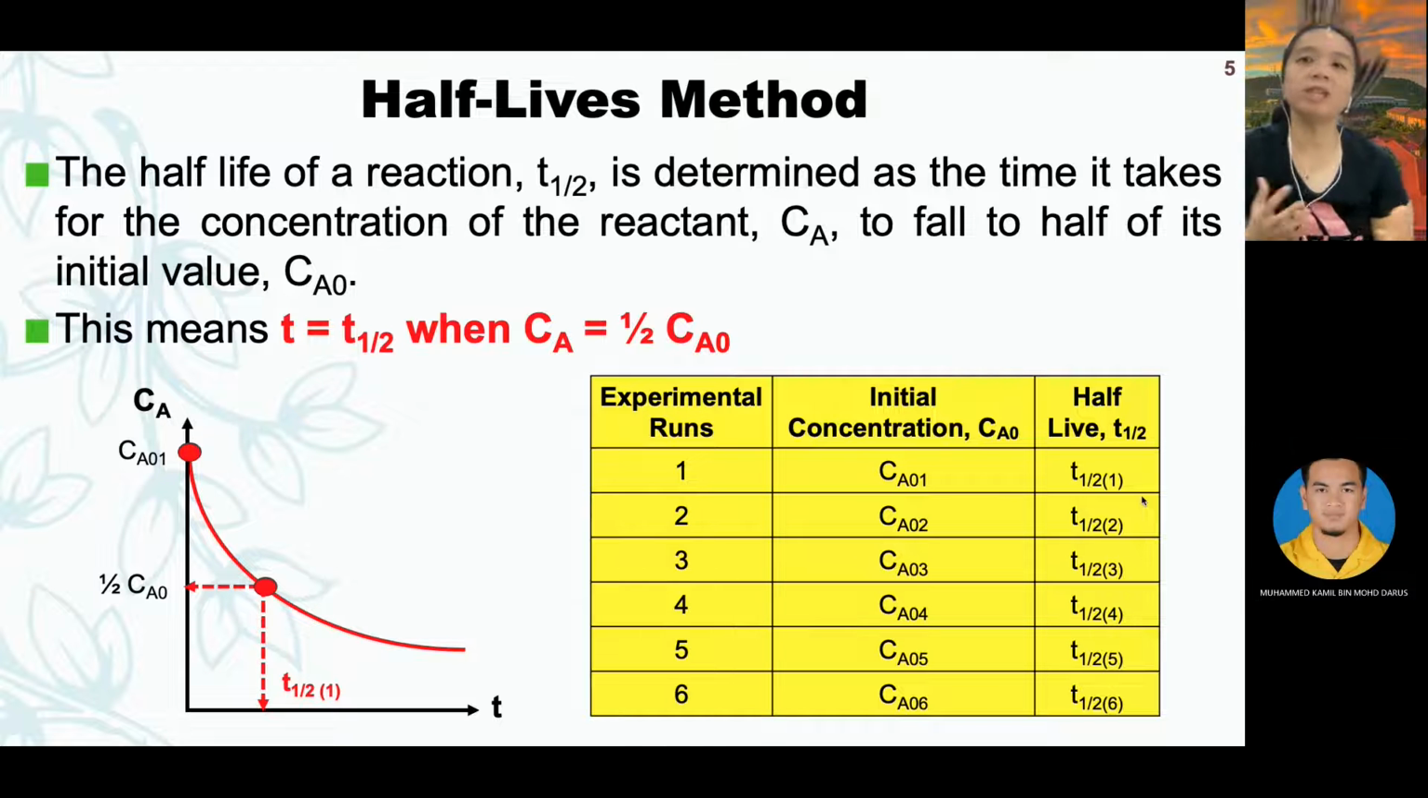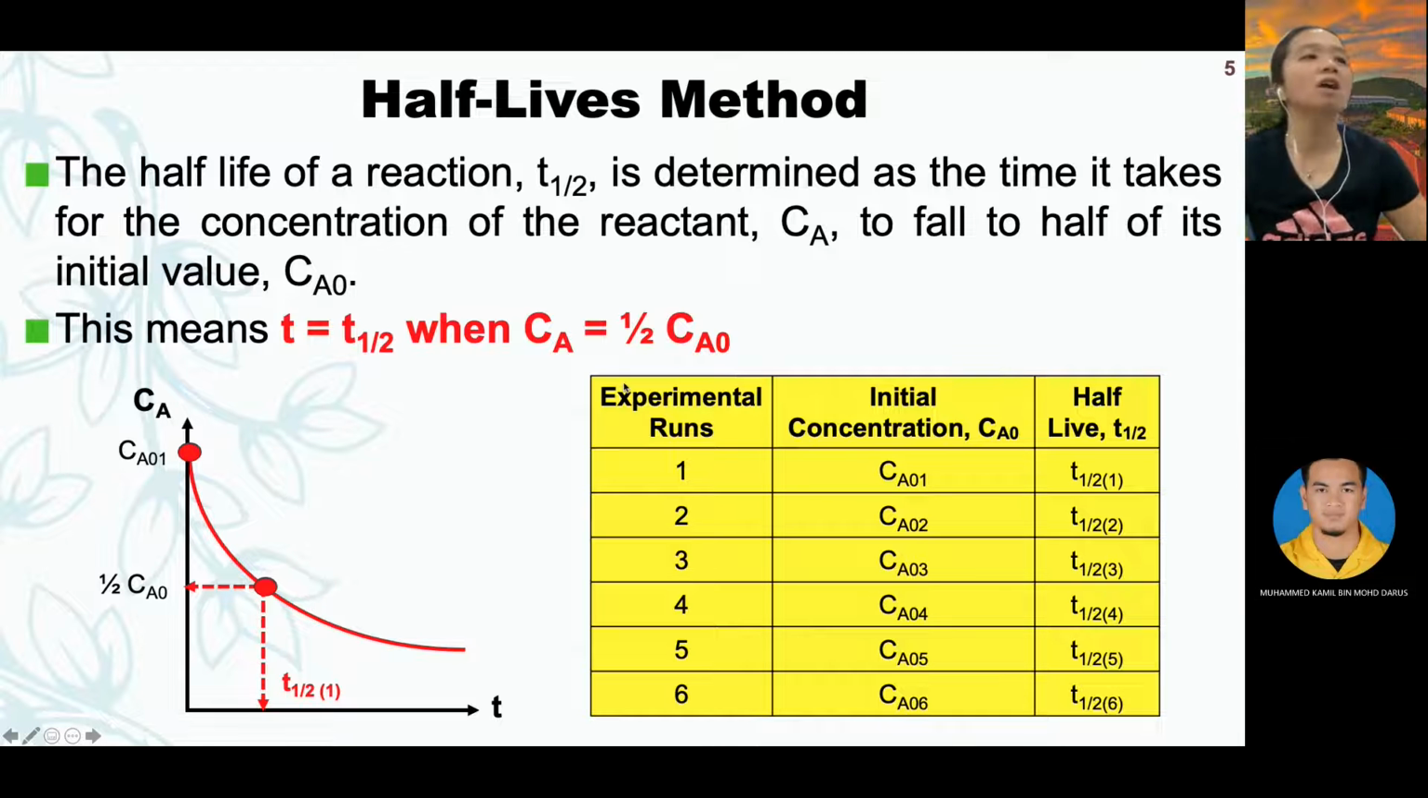Okay, so you have to keep repeating doing it until, let's say, it depends how many sets of data that you want to obtain. Okay, so for example, in this table, we assume we run 6 different runs. And of these 6 different runs, all of them have different initial concentration ataupun different fresh solution. Then you catat the masa, you record the T half, and from this table of information, we want to determine K and alpha.